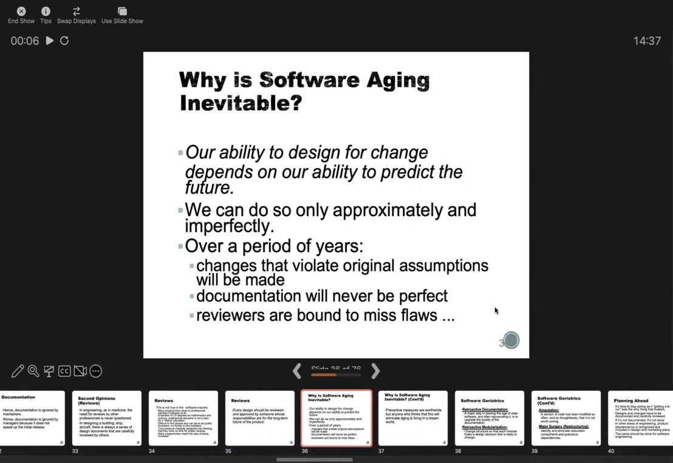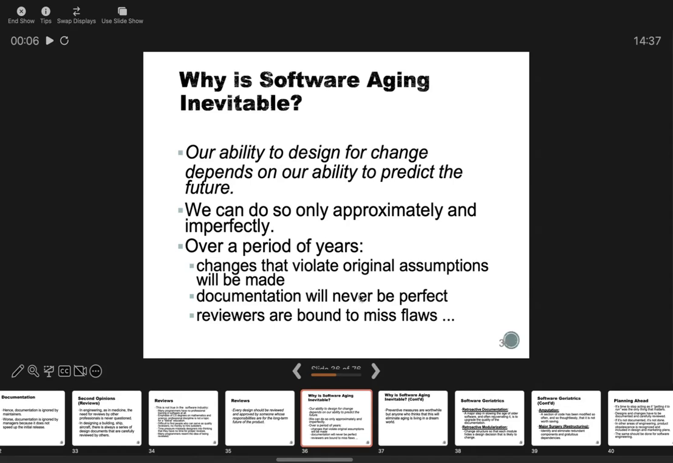Yes, after doing all these things, it is still very likely that software aging will happen. If we think that we can protect against or counter software aging completely, then we are dreaming. Our ability to design for change depends on the ability to predict the future. Definitely, we must anticipate the long distant future.